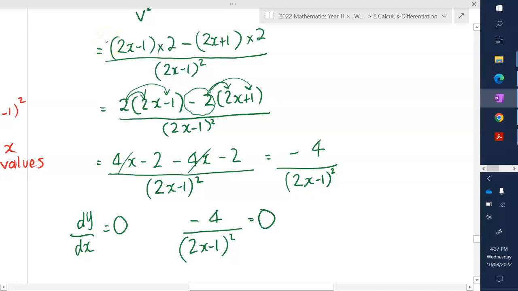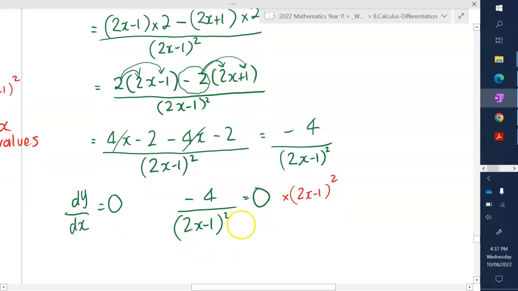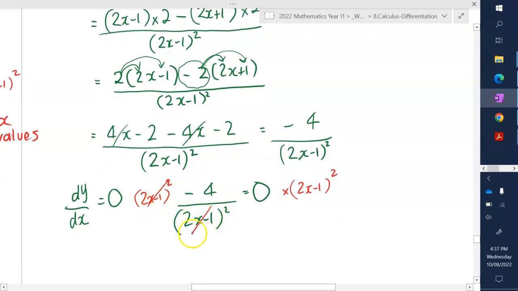What can we do? Well, let's multiply our bottom line out. And what you're going to probably notice is we're not going to have anything. So if I multiply both sides by that, these cancel out here. I've got a minus 4 is equal to 0. No solution, no values. No solution here.